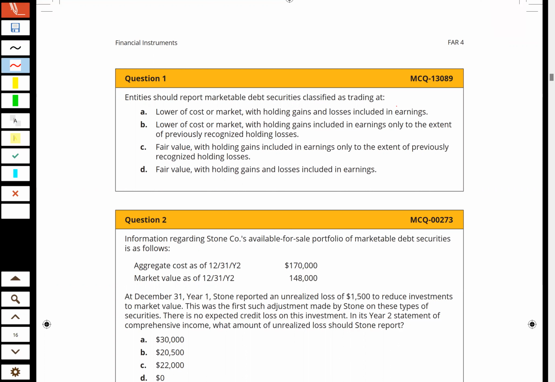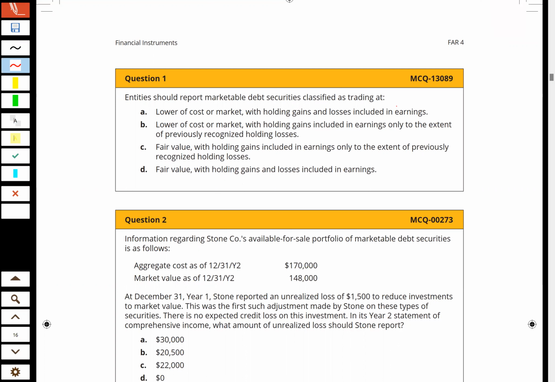The only possible choices here would be C or D, because we've been saying that if it's a trading security, it has to be carried at fair value. That's what we've been saying the whole time. When you look at C, which is not correct and nobody picked, holding gains and losses included in earnings to the extent of previously recognized holding losses, we never said anything like that. So I see why nobody picked C. I'm fine with that.